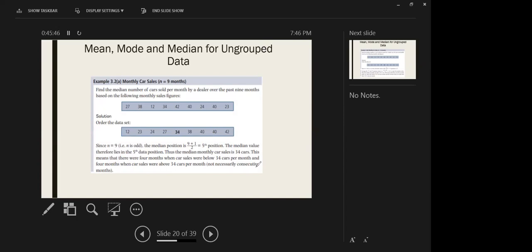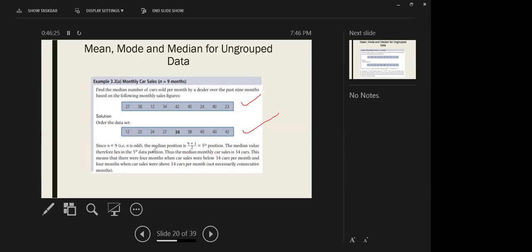So now find the median number of cars sold per month by a dealer over the past 9 months based on the following monthly sales figures. So the first thing is we're just given raw data. They just took the number of sales for 9 consecutive months, right? Now, the first thing for us, when we want to find the median, we need to order the data first in ascending order. This data here is raw, unordered.